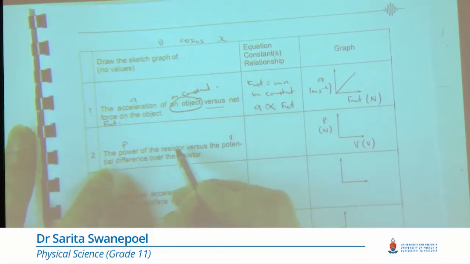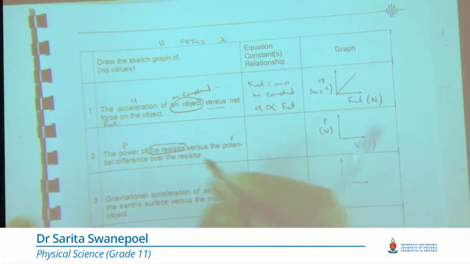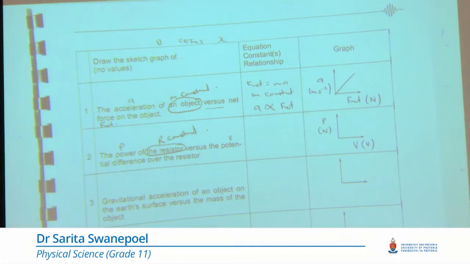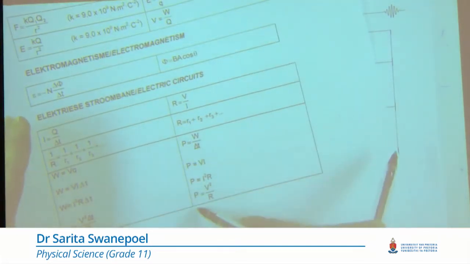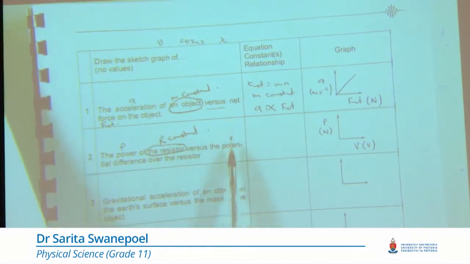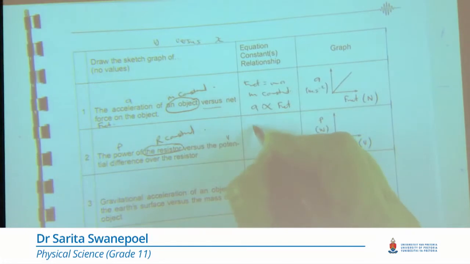And now they're talking about a resistor. What does a resistor tell you? That tells you that R is now my constant. Go back to your information sheet. Which equation? I'm looking for power equations, and I need to have an R, and I definitely need a V. So now I'm with this one: P equals V squared over R.